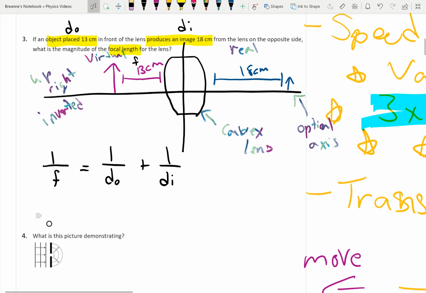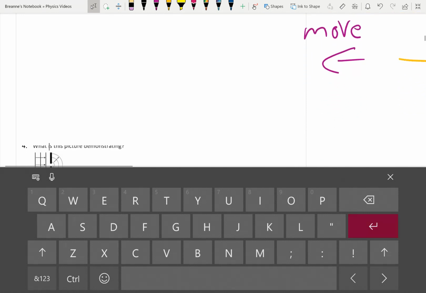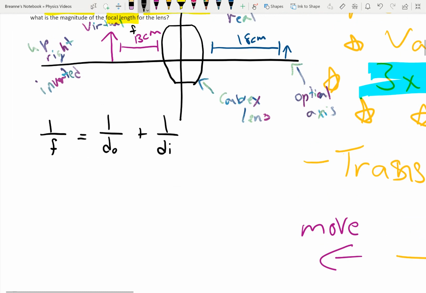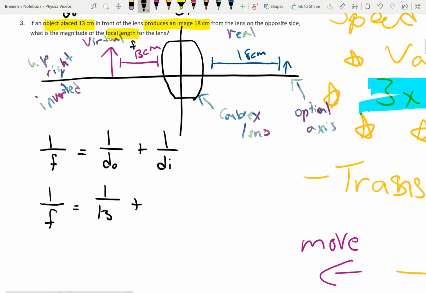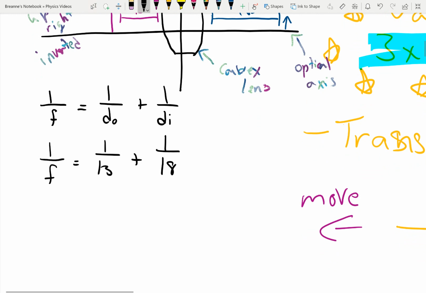Let me make sure there's a little more room to do math. We're looking for F, so that stays there. Our DO is 13 and our DI is 18. Now, you can't just add these up because they don't have a common denominator. If you remember how to add fractions, you need a common denominator.